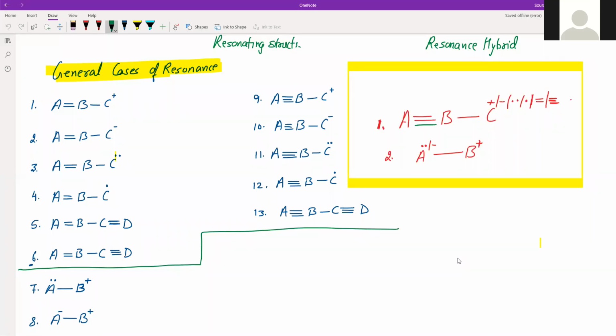So in the last class, we have seen these general cases for resonance, right? We have seen these 13 cases, and then we have generalized it to these two structures. So mainly it is A double bond B, then C, and on C there can be either a positive or negative charge, or a free electron, or a lone pair, or a double bond or a triple bond. So these are the different cases.